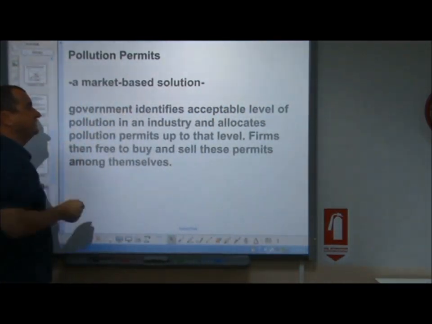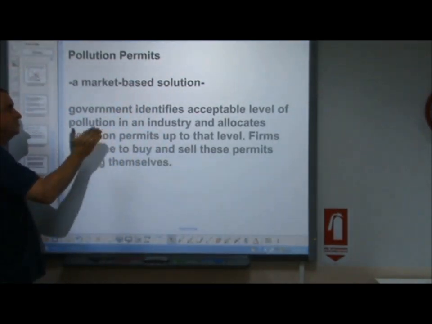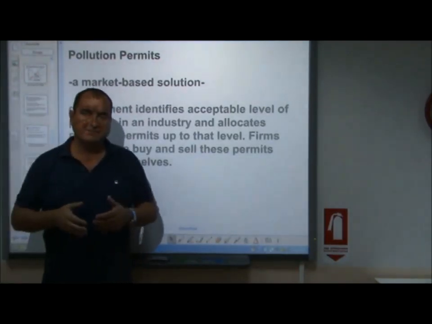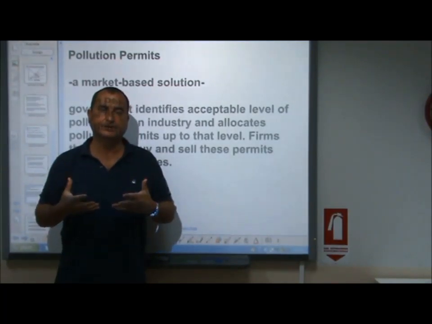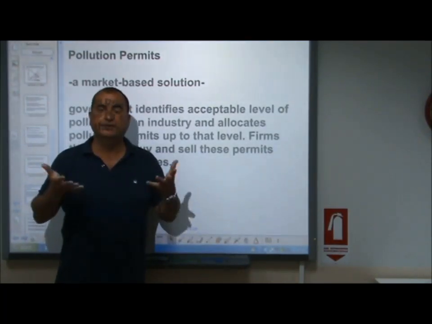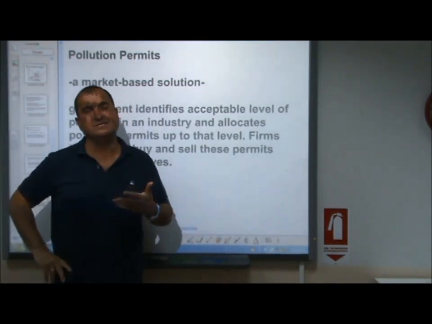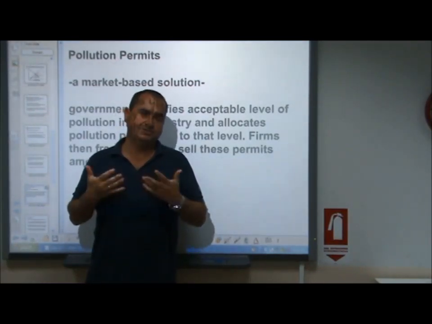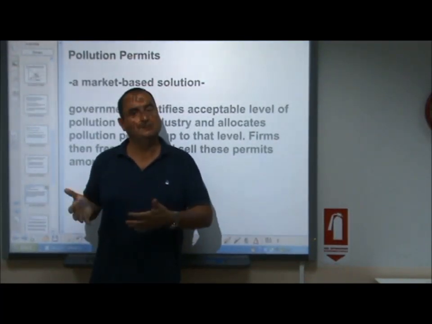The government identifies an acceptable level of pollution in a particular industry and allocates pollution permits up to that level. Firms are then free to buy and sell these permits amongst themselves. So the government allocates a fixed level of permits to pollute, the right to pollute, and they distribute them in the industry. But then the industry can buy and sell them.